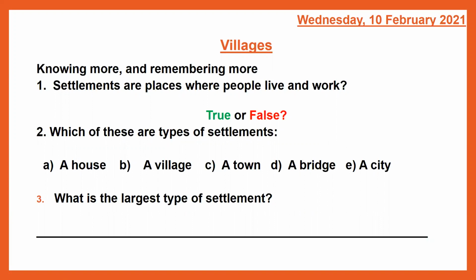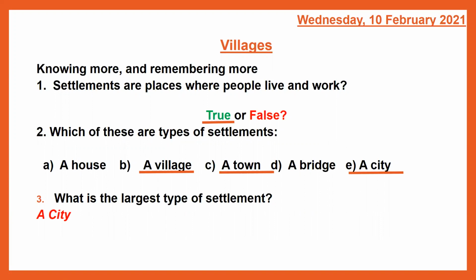Right, welcome back. So we'll go through our answers. So question number 1, the answer is true. Settlements are places where people can live and work. Even people that live in a village may well have their own work or work within that village.